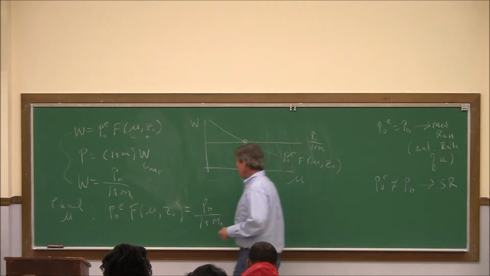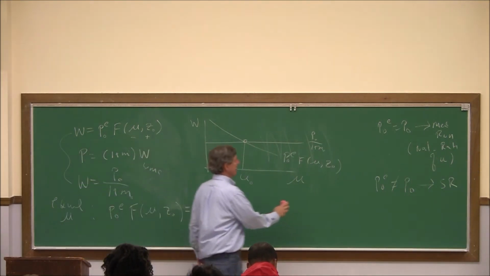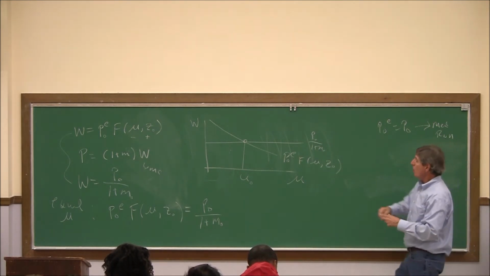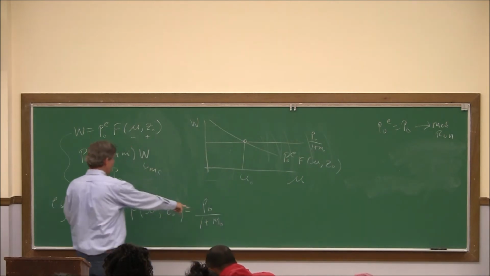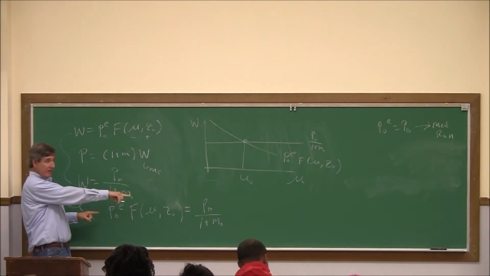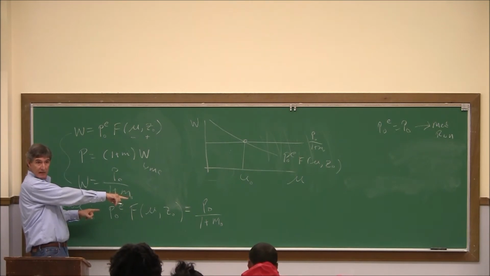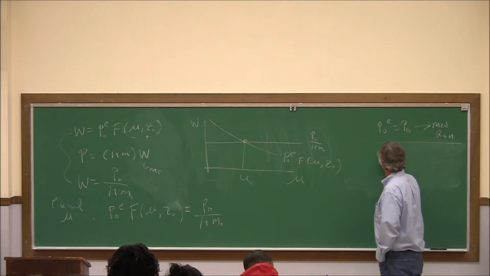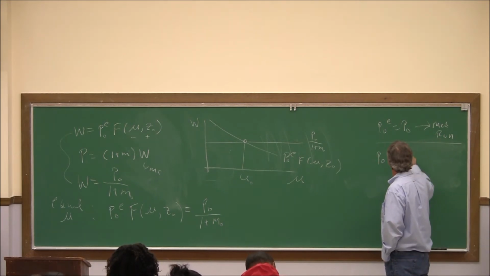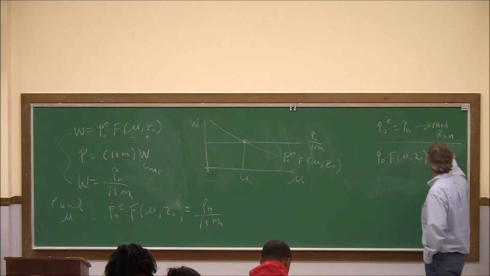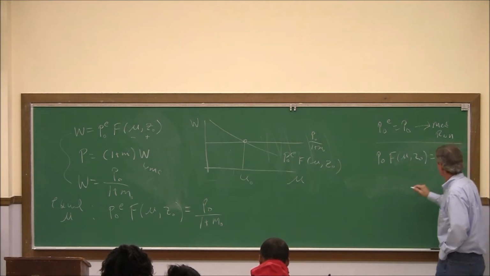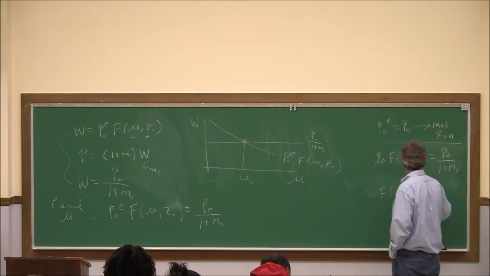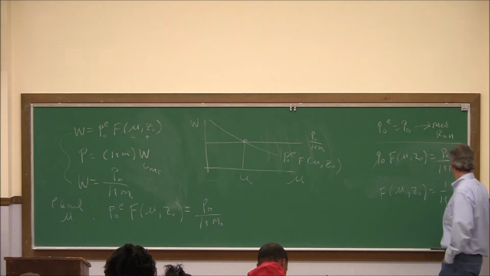Now, notice something about the medium run. That's when P0^e equals P0, right? What happens when this is P0 to the prices? They're going to cancel, right? So when this is true, we have P0 F of U and Z0 equals P0 over 1 plus M0. So the P0's cancel, and you're left with F of U and Z0 equals 1 over 1 plus M0.